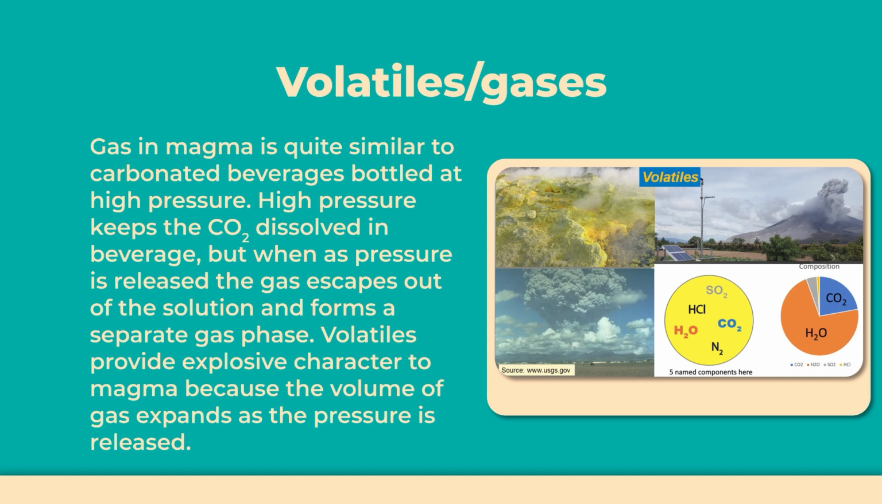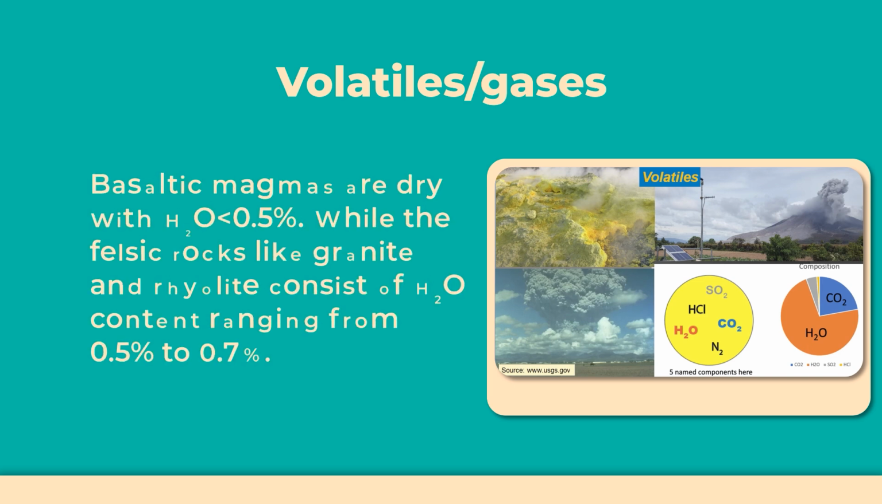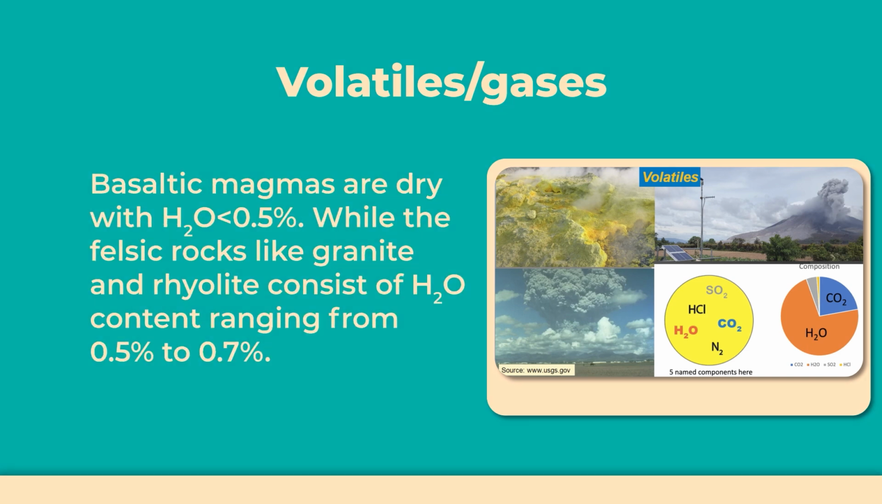So the volatiles provide explosive character to the magma because the volume of gas expands as the pressure is released. Basaltic magmas are known as dry magmas because they have low volatiles, and H2O that is less than 5%, whereas felsic magmas or felsic rocks like granite and rhyolite consist of high H2O content that ranges between 0.5% to 0.7%.